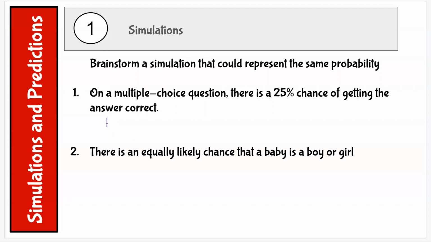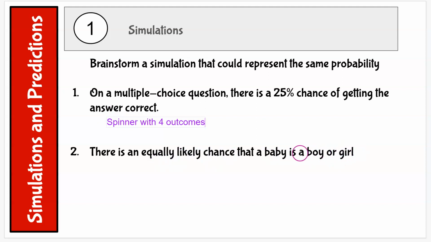So I thought of a spinner. What if I had a spinner with 4 outcomes? What if I had a spinner with numbers 1, 2, 3, 4? Those match up to A, B, C, D. They're equally likely to happen. What about on the next one?